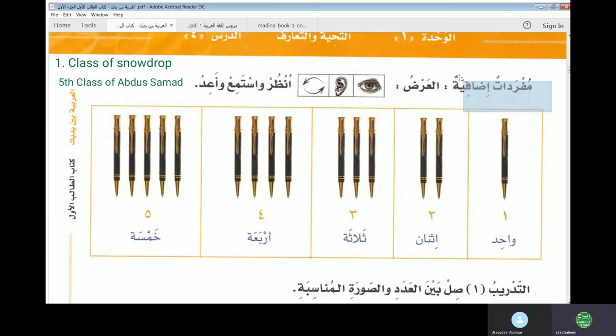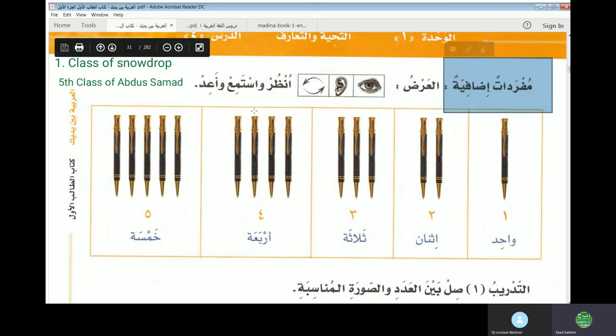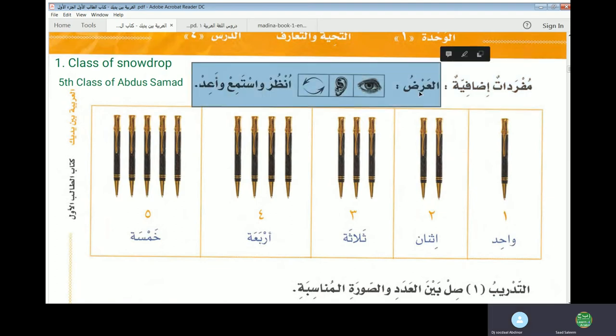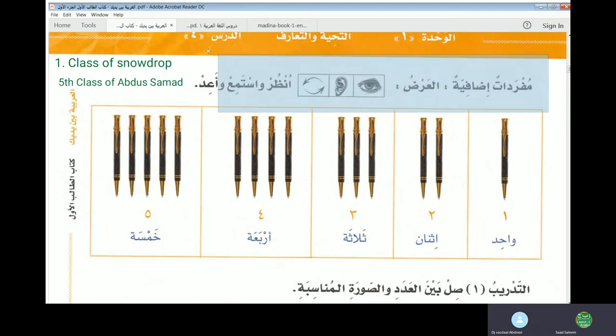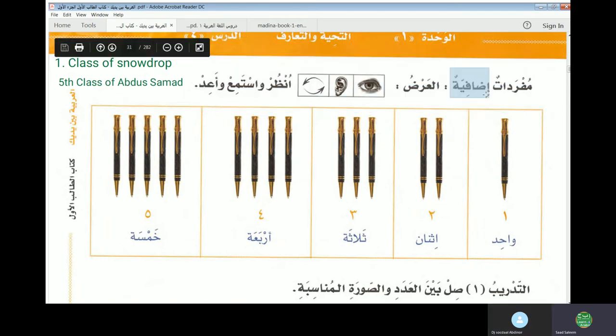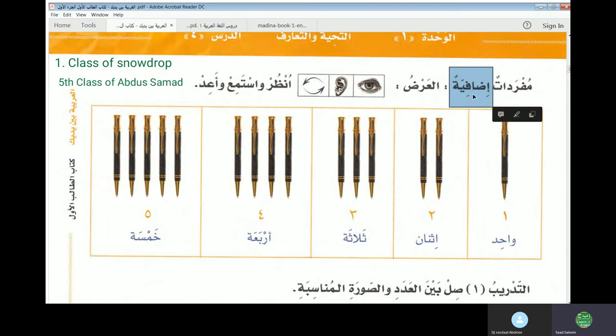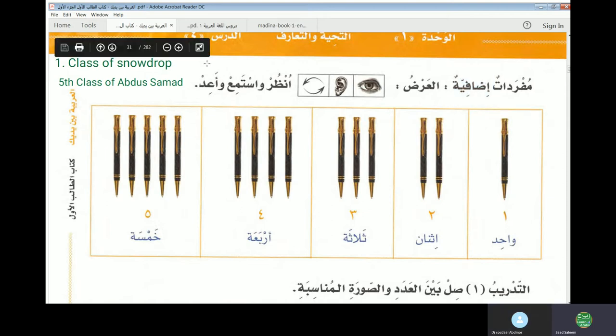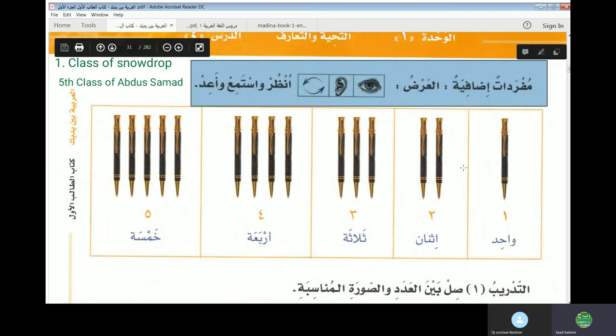Okay, mufradat idafiya. Some more vocabulary. What does idafiya mean? Idafiya means extra. Extra vocabulary, some more vocabulary. Now read this line. Mufradat idafiya basita. Unzur wastami' wa a'id. Look, listen, and repeat.